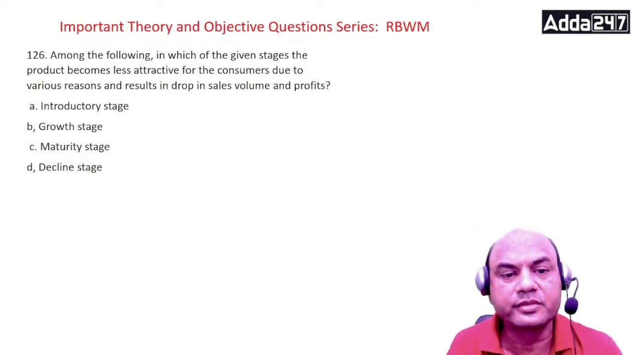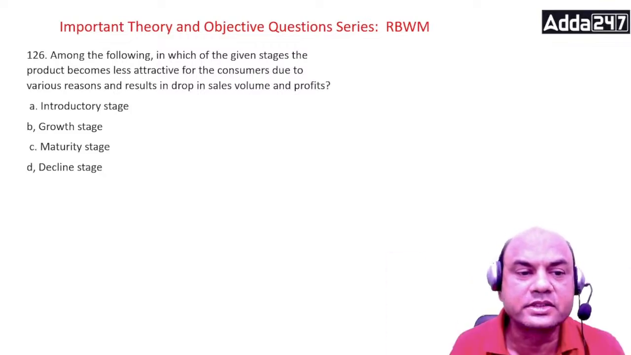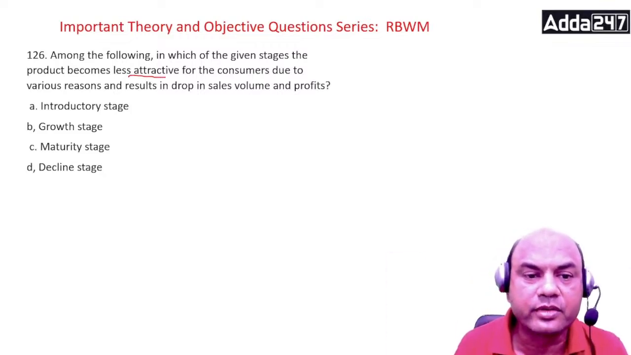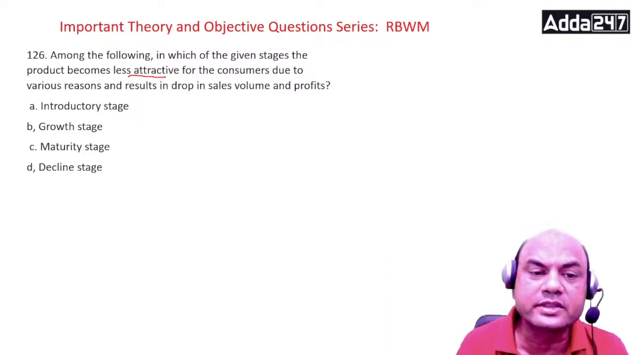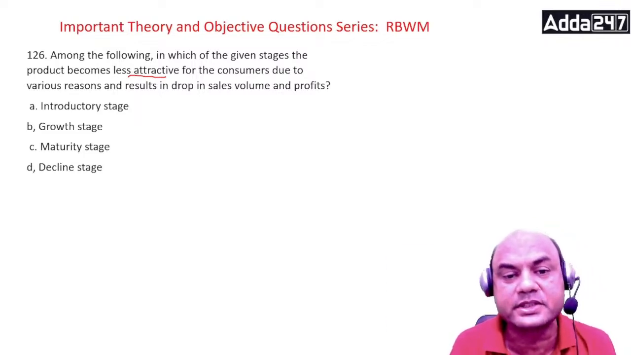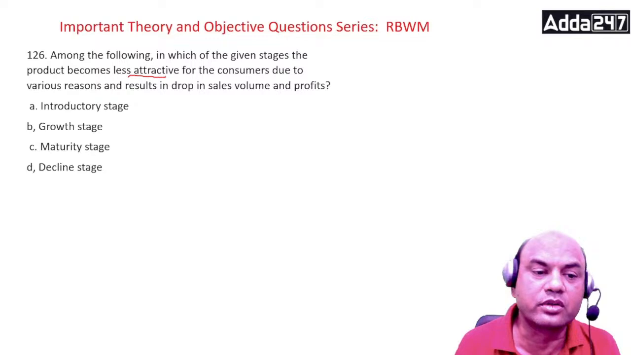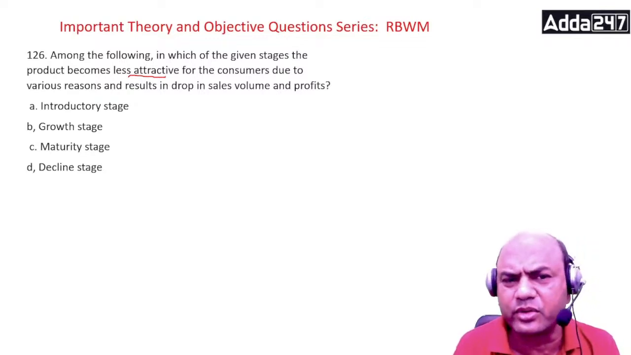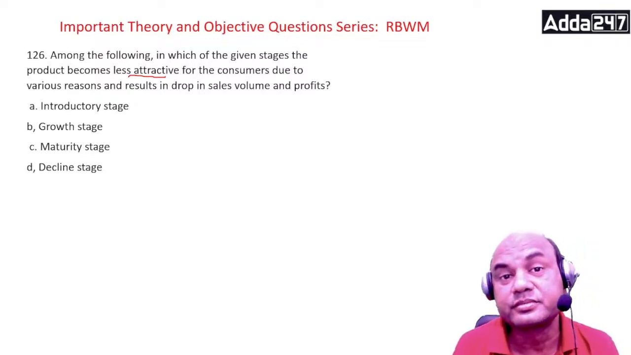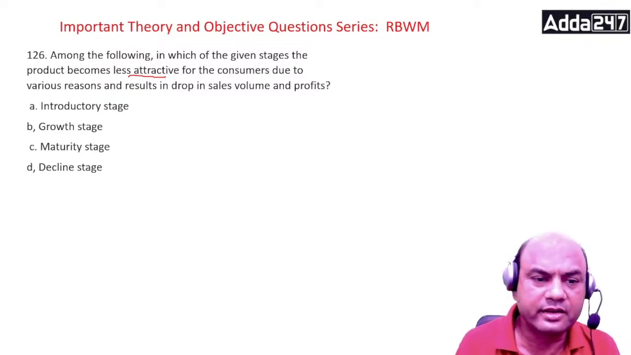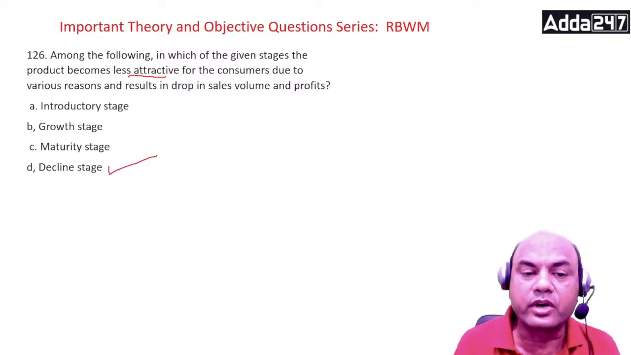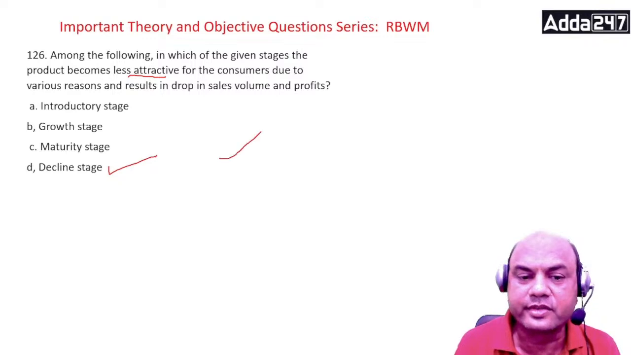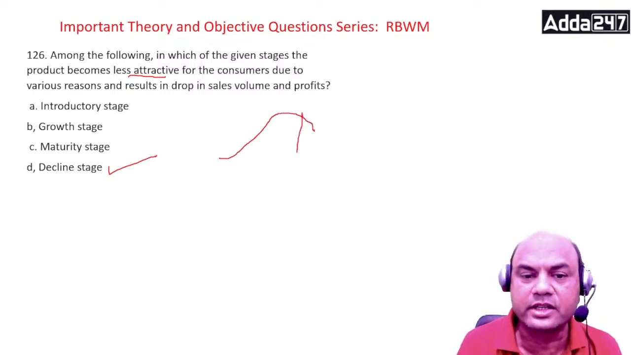Among the following, in which of the given stages does the product become less attractive for the consumers due to various reasons, resulting in a drop in the sales volume? Introduction, growth, maturity, and decline. Now you know this answer is right, decline phase. So what should you do? This is your decline phase, right?